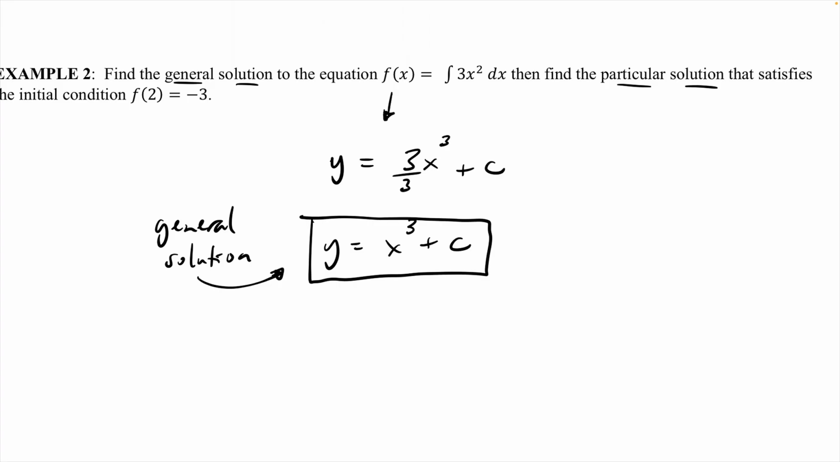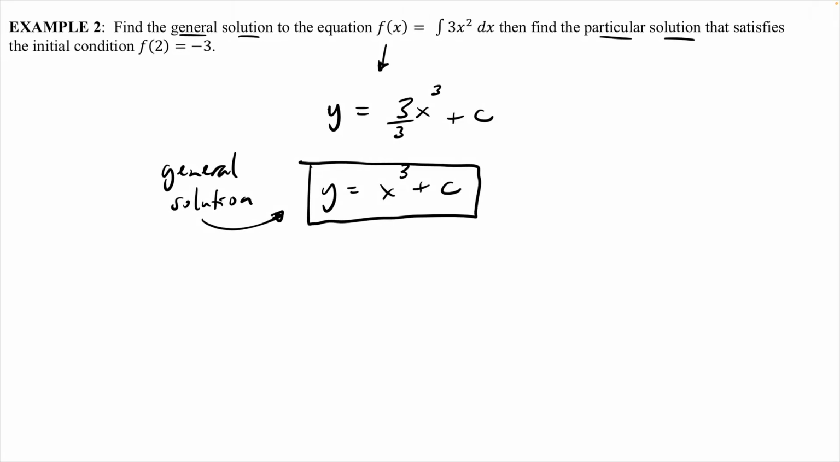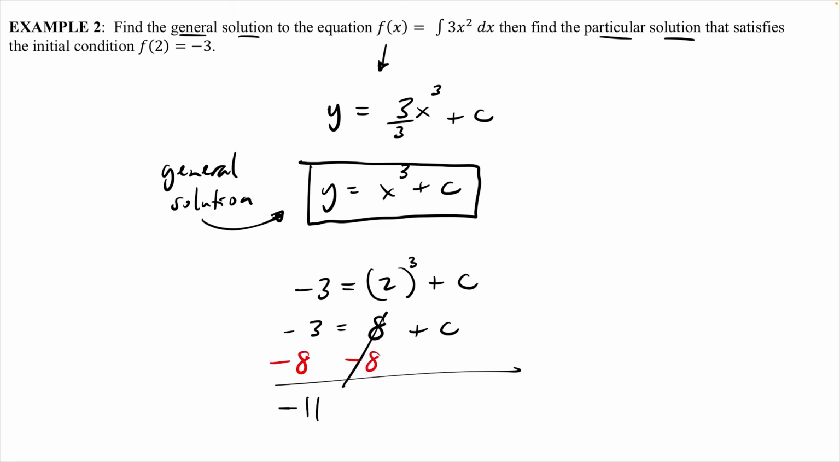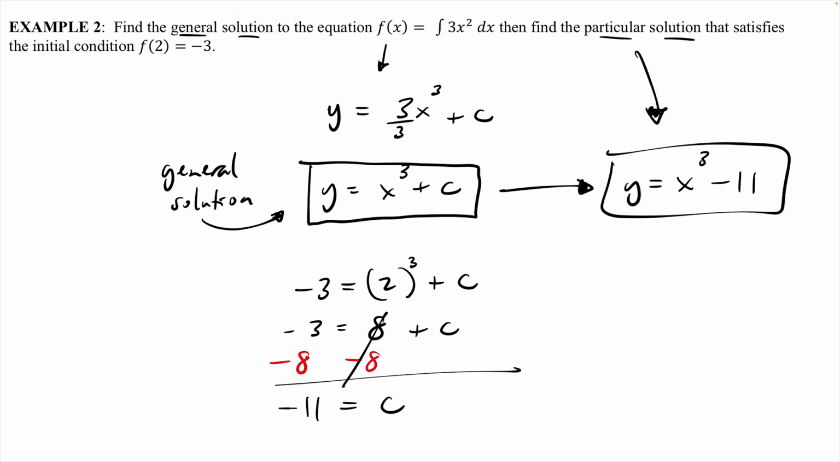Okay. Now they want the particular solution. Well, we got to solve for c first. So negative 3 equals 2 cubed plus c. Negative 3 equals 8 plus c. Subtract 8 from both sides. Negative 11 equals c. This is the particular solution.